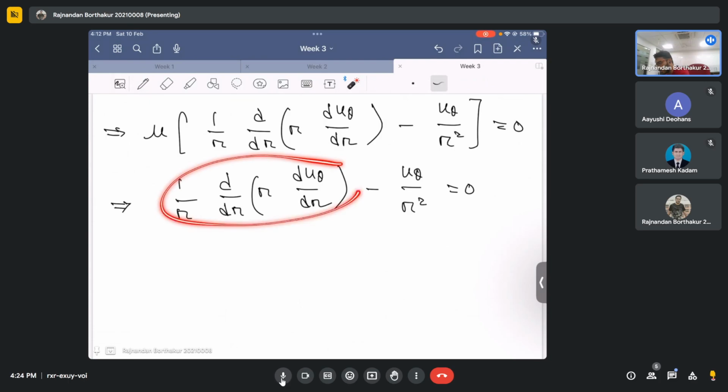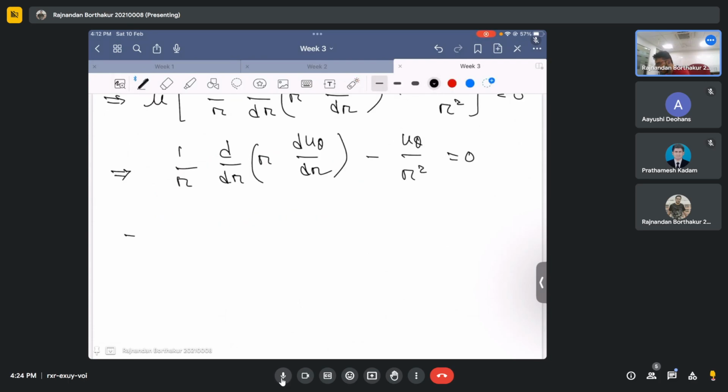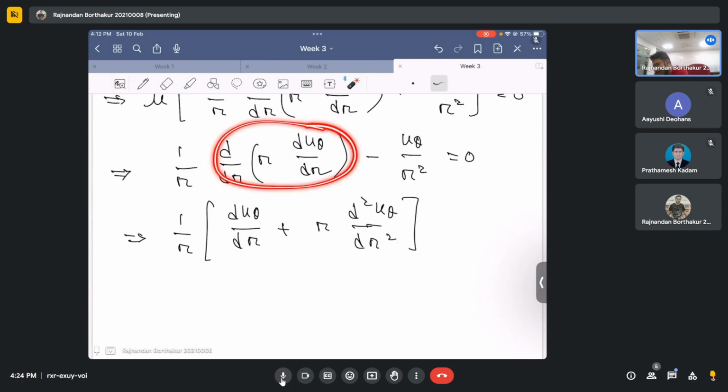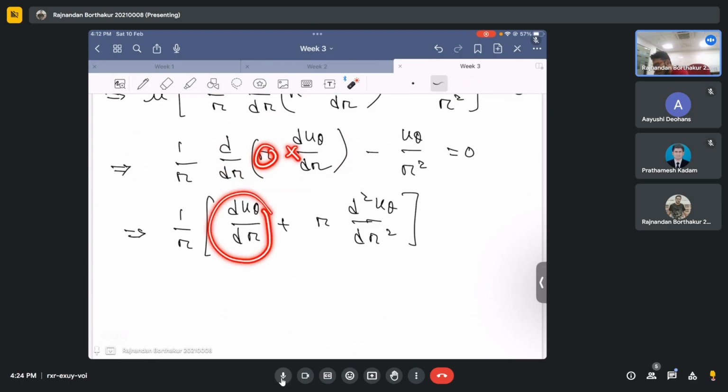Now, if I expand this using the chain rule, this will simply turn out to be du theta by dr plus r times d squared u theta by dr squared. We are just applying the chain rule here for this term: derivative of the first keeping the second constant, plus keeping the first constant into derivative of the second term. And there is a 1 by r that is already multiplied. All right, and then we have this u theta by r squared equals 0.